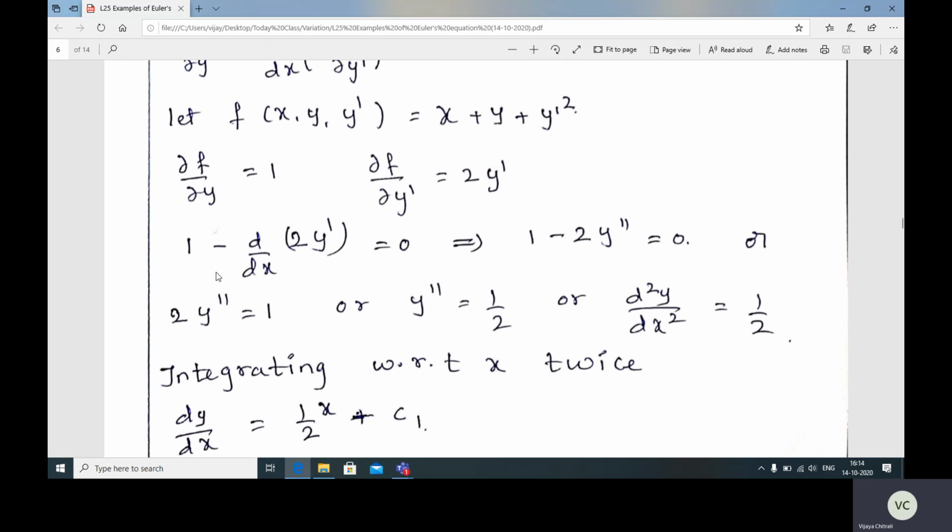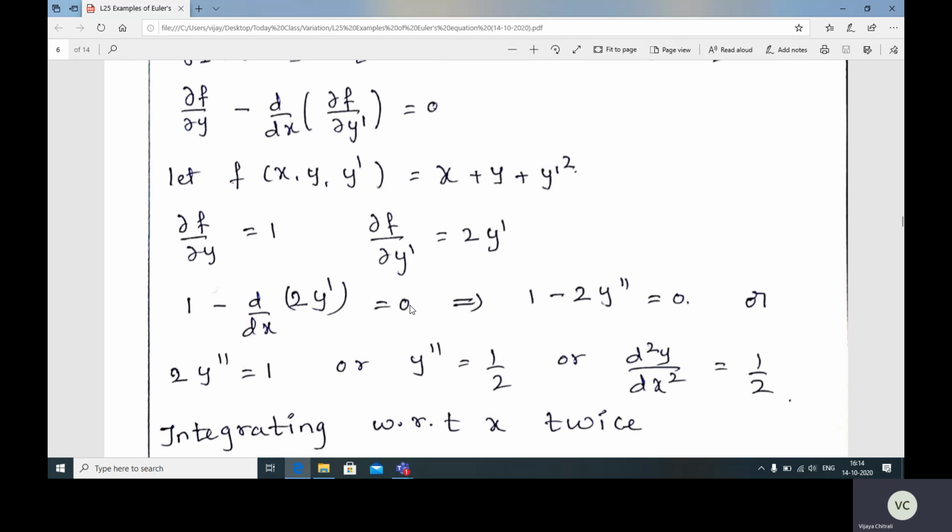1 minus d by dx of 2 y dash is equal to 0. So 1 minus 2 is constant, d by dx of y dash is y double dash. So 1 minus 2 y double dash is equal to 0, or 2 y double dash is equal to 1, or y double dash is equal to 1 by 2, or y double dash is nothing but d square y by dx square, this is equal to 1 by 2.